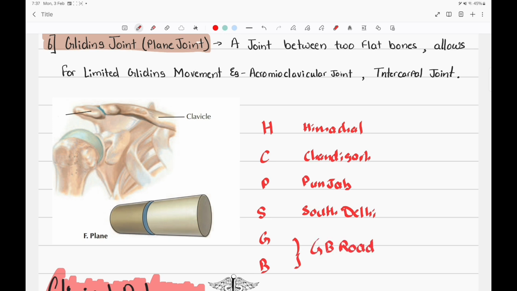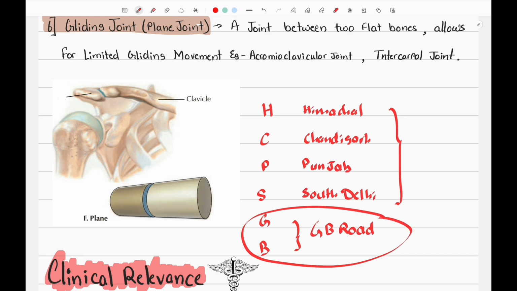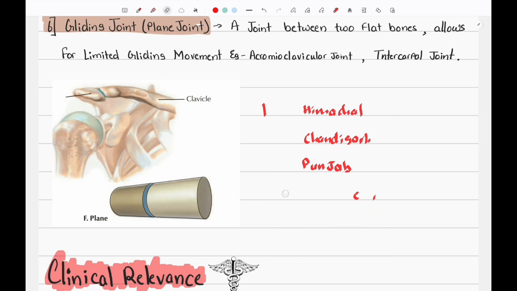So for those who do not know, these are the cities and states in the country of India, and this is a special landmark in the capital of India, which is Delhi. So this was the way I used to remember all kinds of joints with this mnemonic. If you found this mnemonic helpful, you can use it, or if you have something else which suits you, you can use that as well.